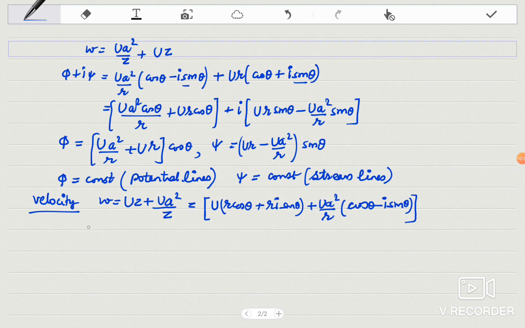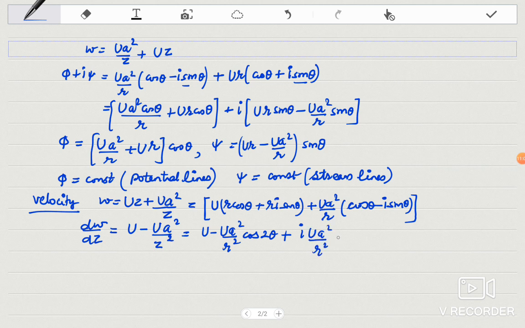Since I am interested in dw dz, first of all I'll write it as u minus u a square upon z square, which may be written as u minus u a square upon r square cos 2 theta, and then with the minus symbol, plus i u a square upon r square sin 2 theta. This is our dw dz.